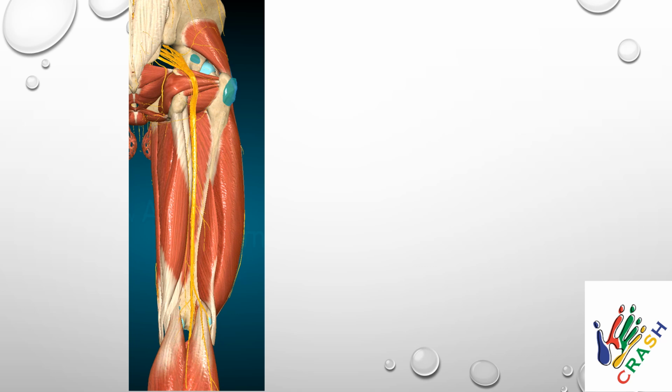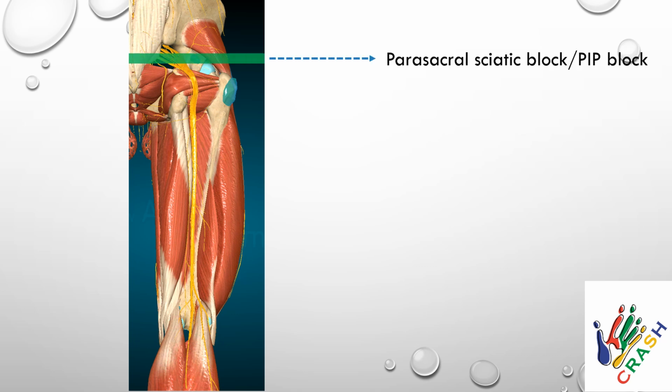So the first level at which the block can be done is called the parasacral sciatic block, where it is done at the level of the sciatic foramen. A variation to this block is called the parasacral ischial plane block. The second level is at the superior gemellus. It is called a transgluteal sciatic block. This block is performed lower than the piriformis muscle.